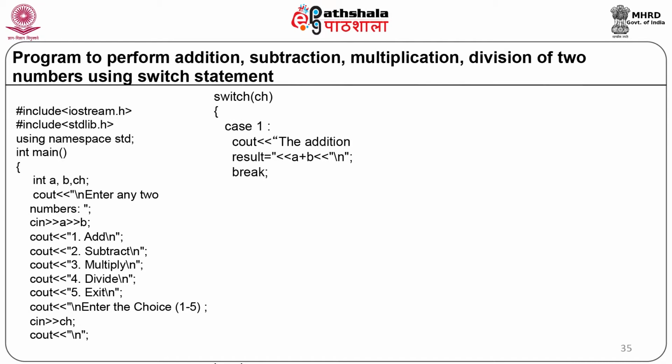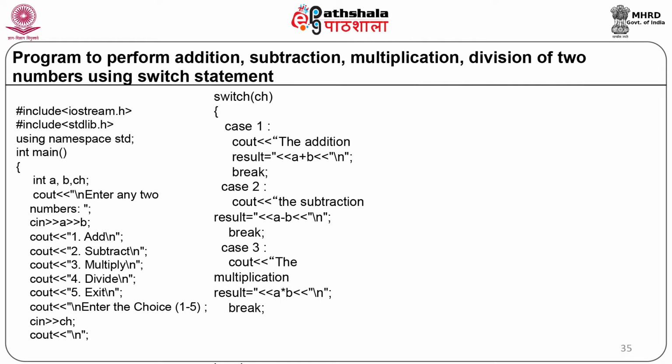So we are displaying the message as cout result equal to a plus b \n, that is a new line, and break. Case 2, cout result equal to a minus b \n and the break statement. Case 3, cout result equal to a star b \n and the break statement. Case 4, cout result equal to a / b \n and break statement.